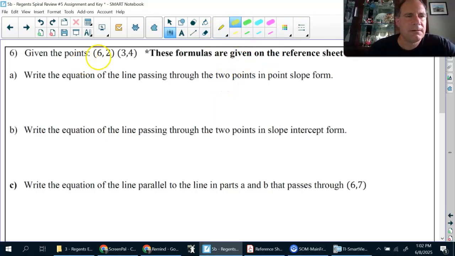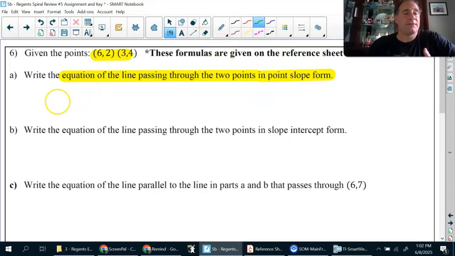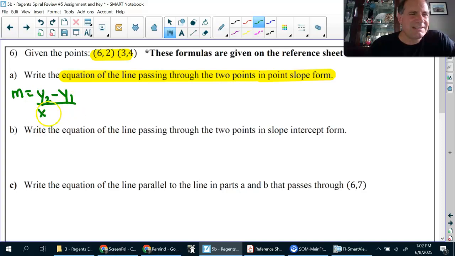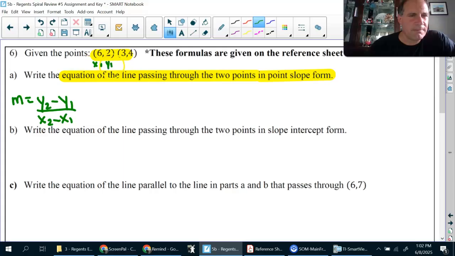So for number 6, given the formulas are given on the reference sheet, they give you 2 points. Write the equation of a line that's passing through the 2 points in point-slope form. So first off, you have to figure out the slope. And all of this is on the reference sheet, but honestly, y2 minus y1 over x2 minus x1 is not something that you should forget. I'm just going to put x1, y1 up here and x2, y2 here.